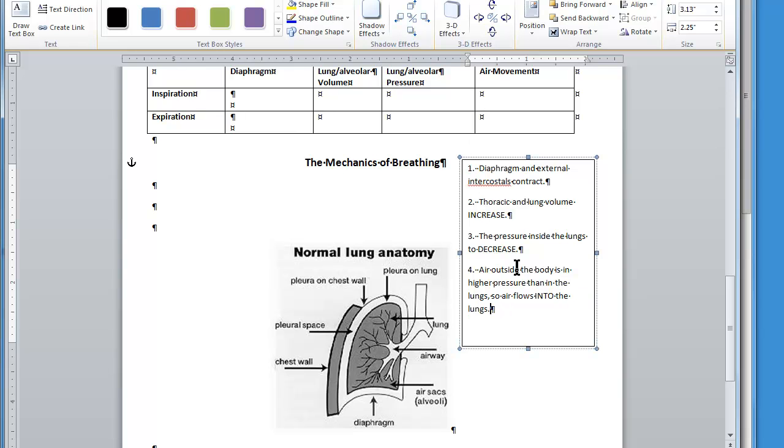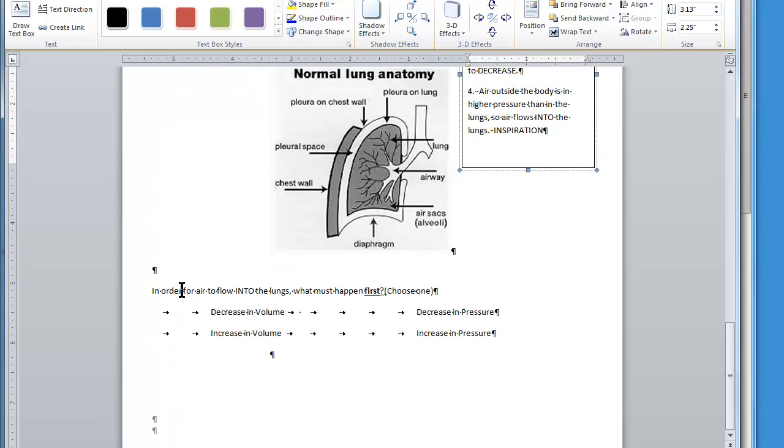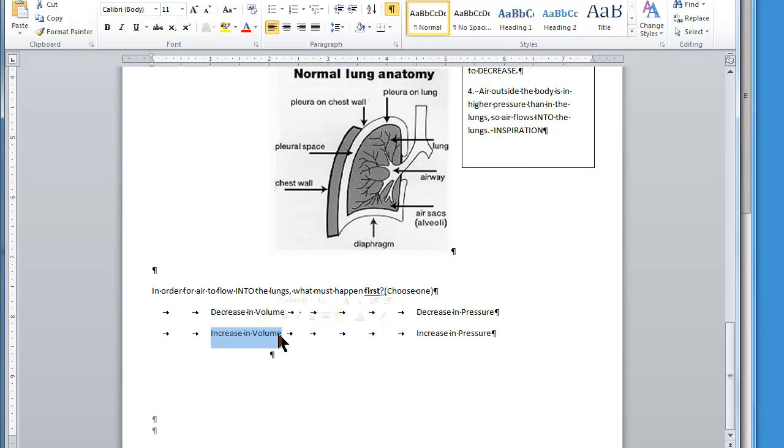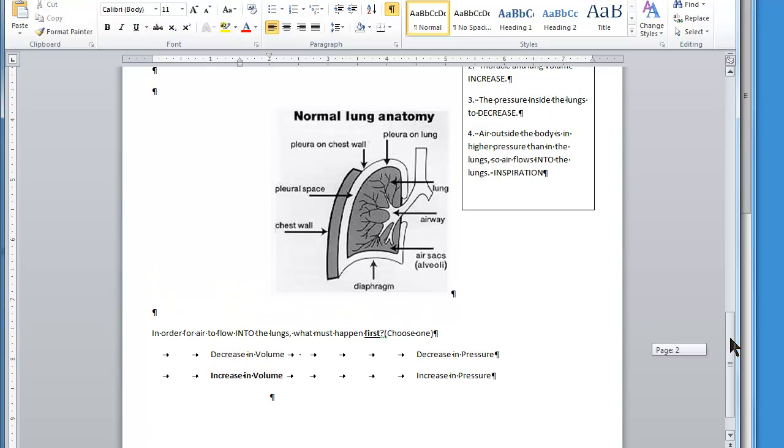In order to get air to flow, we have to have a pressure difference, and that pressure difference is caused by increasing thoracic and lung volume. That's the key concept here. That's the first thing that has to happen, is we have to increase that volume. So the question here, in order for air to flow into the lungs, what must happen first? The answer would be increasing lung volume, because that creates a low pressure environment and air naturally flows from high pressure to low pressure.